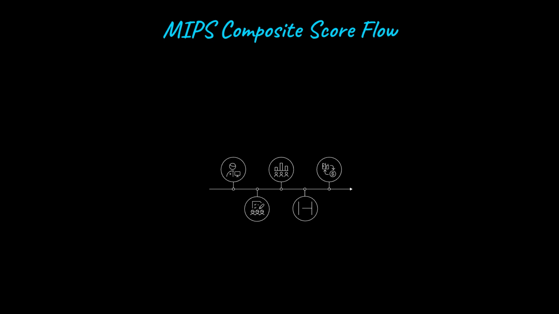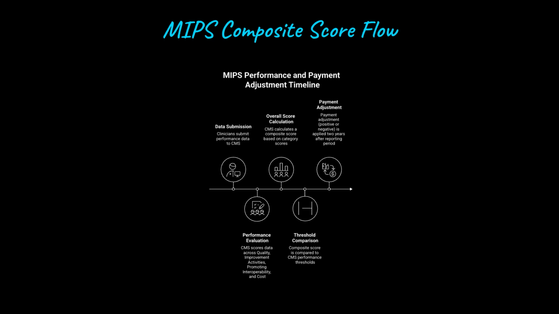Each category produces a score that rolls up into a composite. CMS compares that composite to an annual performance threshold. Clinicians above the threshold earn positive payment adjustments. Those below face negative ones. Exceptional performers can qualify for additional bonuses. The adjustment takes effect 2 years after the performance year.